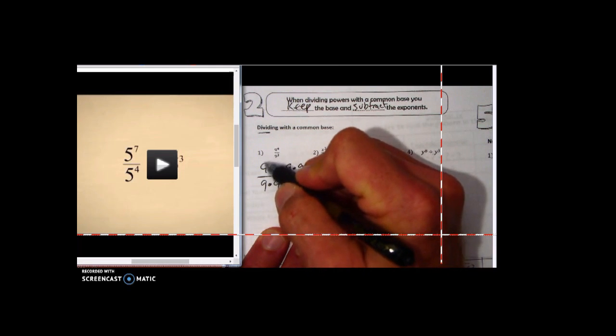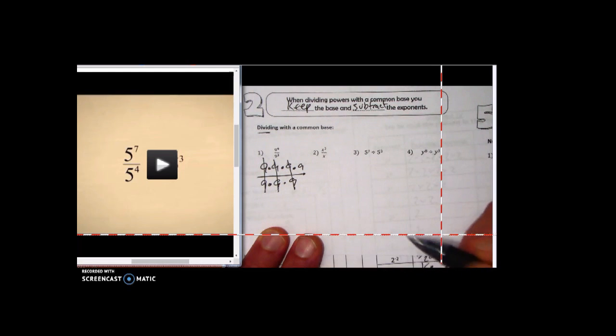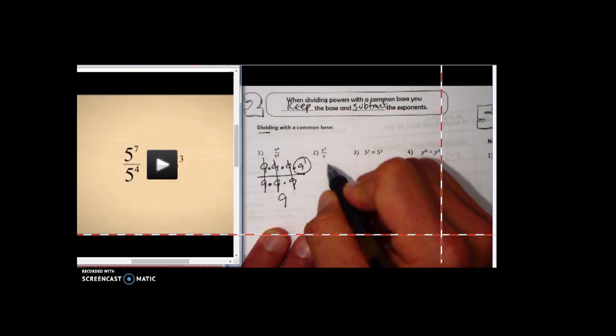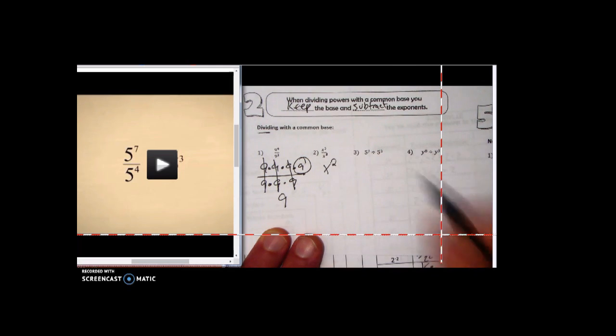Now, what is 9 over 9? It's 1, right? So these, in effect, cancel out. What's left is 9. Okay? So this is 1x, yes? So this ends up being x to the second power.